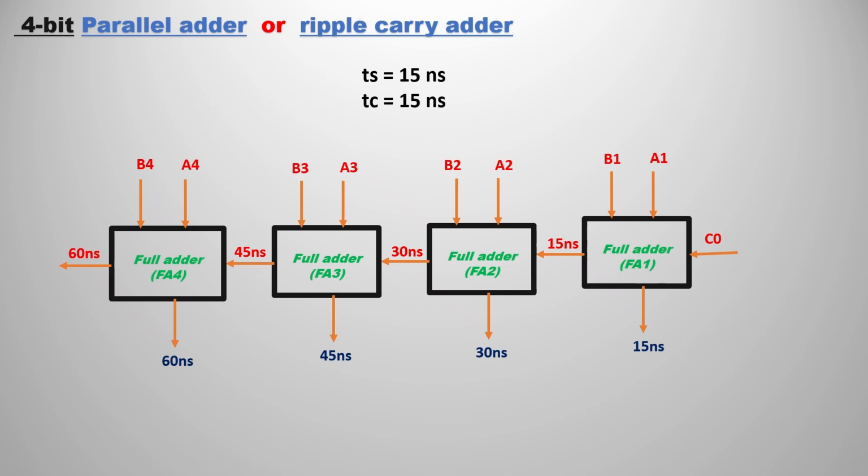So in full adder 2 we are going to have 30 nanoseconds, because already we have spent 15 nanoseconds there, and we need to take another 15 nanoseconds, so 30 nanoseconds total. For carry 2 also, 15 nanoseconds is added, because TC is 15 nanoseconds. So likewise, 30 is added with another 15, so 45. Then 45 is added with another 15, that is 60 nanoseconds total final output of sum. So the total final output of carry is also 60 nanoseconds.